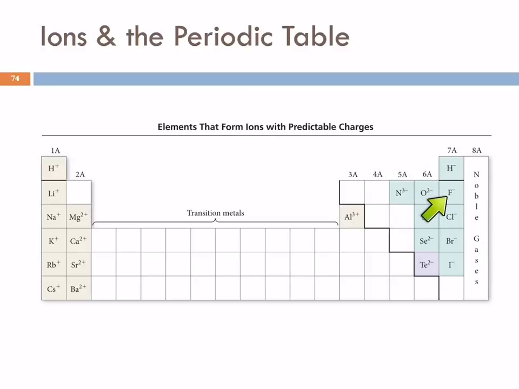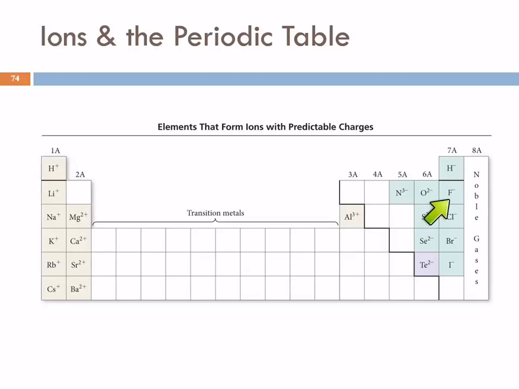So let's think about fluorine, and let's look at the regular periodic table. How many protons does fluorine have? 9. So how many electrons does an atom of fluorine have? 9. The nearest noble gas is neon. How many electrons does neon have? 10. So fluorine is going to gain electrons so that it has 10 total.